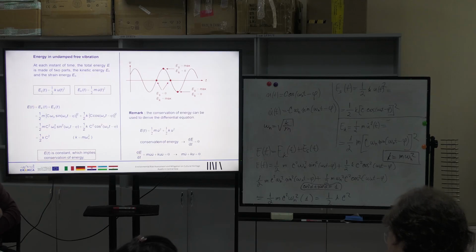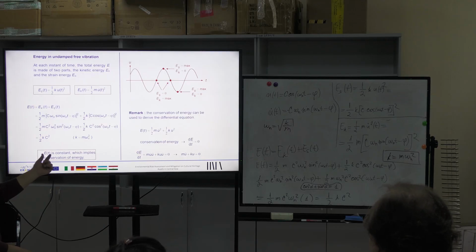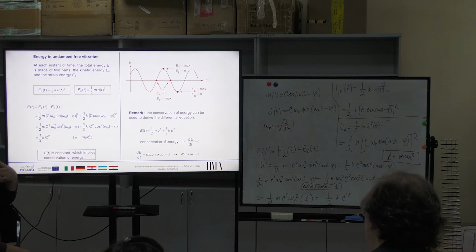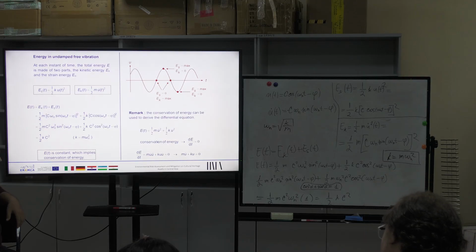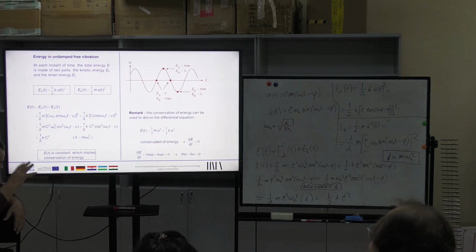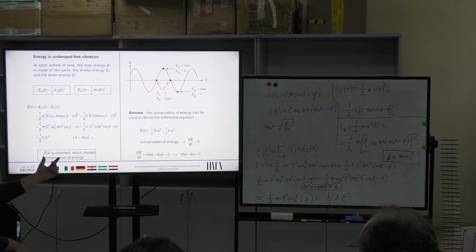Okay, we have finished it. E(t) is a constant. It means that E(t) never changes anywhere. Energy is never changed, and it can change form, but it's constant everywhere. We have conserved energy, okay? This is the conservation of energy.